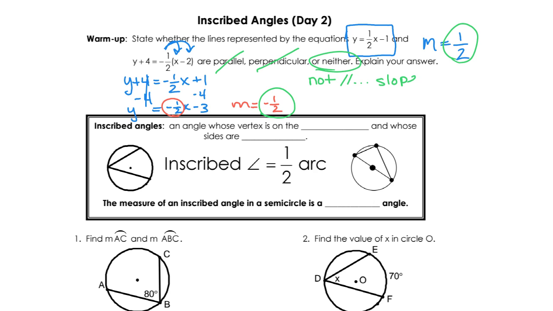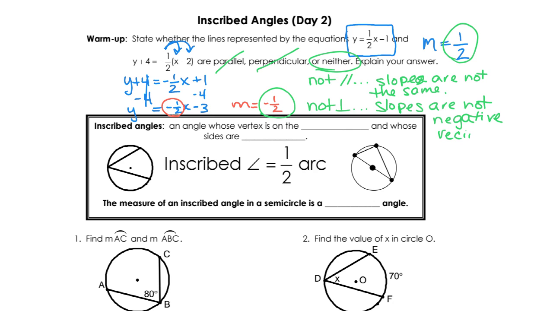Slopes are not the same. And we're going to say not perpendicular. Slopes are not negative reciprocals. All right, so our warm-up is finished.